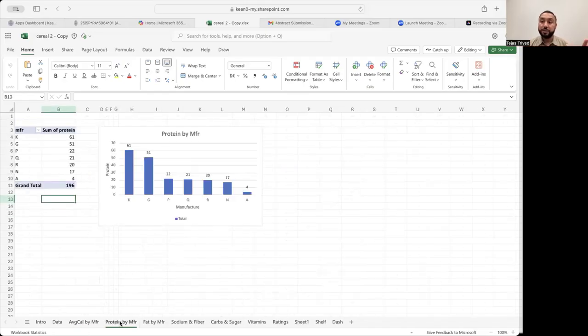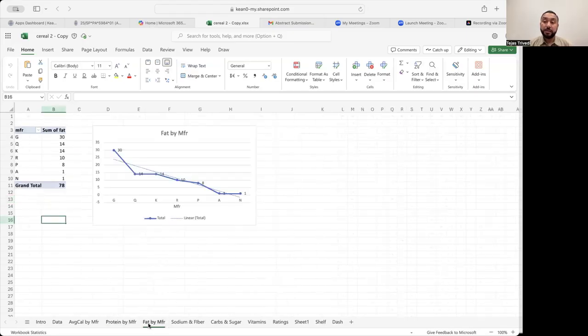We can explore the same set in protein, but instead of average, now we can look at the sum of the protein, where the Kellogg's brand and its family of cereals happen to have a lot of protein based on this data set. On the opposite spectrum, the American Home Foods and the Nabisco brands are towards the latter end of this as well.